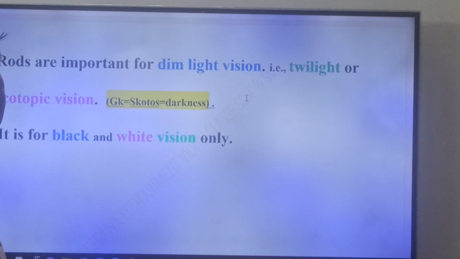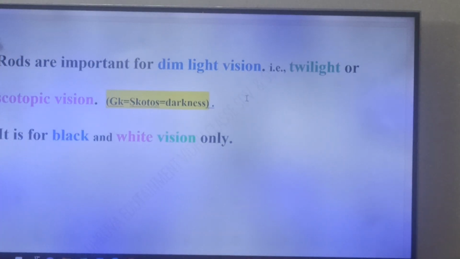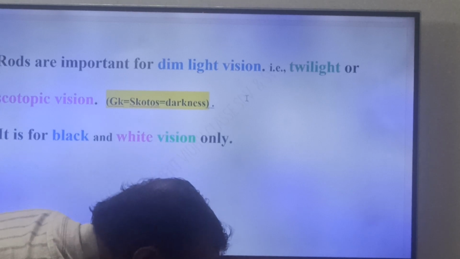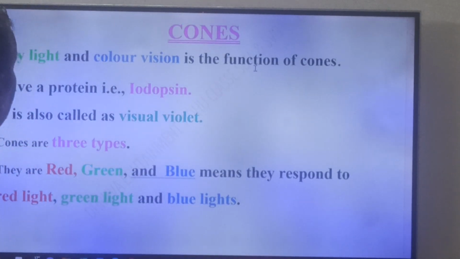Now, it is for black and white vision only, friends, not colors. Friends, which cells of the retina help in black and white vision? That is what, friends? Rods only. Okay, friends. This is about rods. Now come to cones, friends. See, what is the function of cones? For daylight vision and color vision.